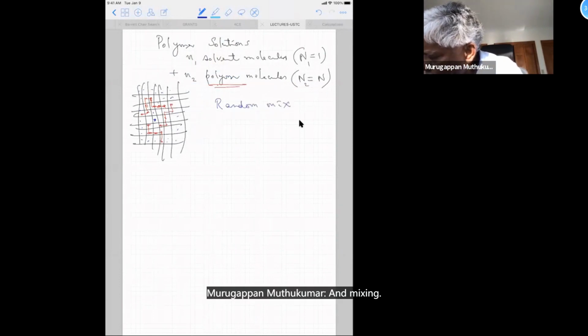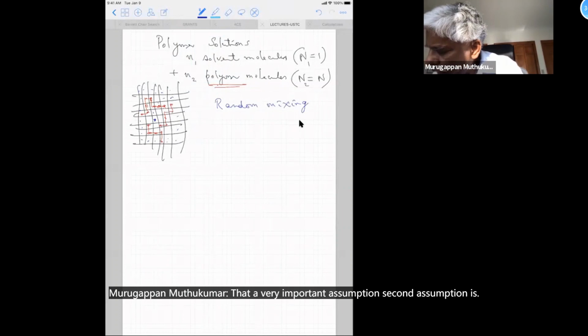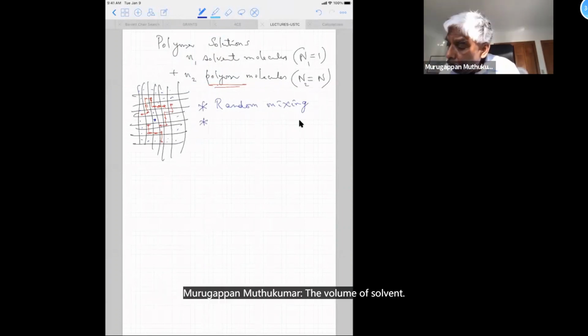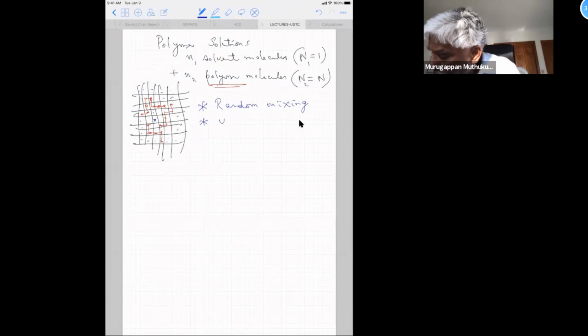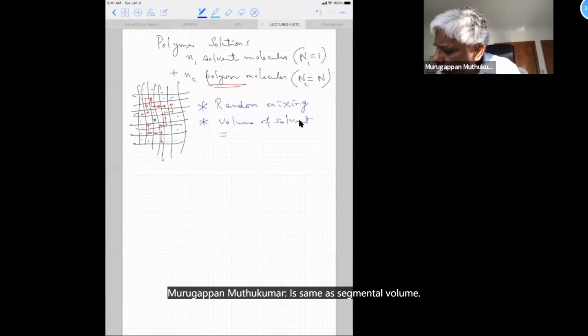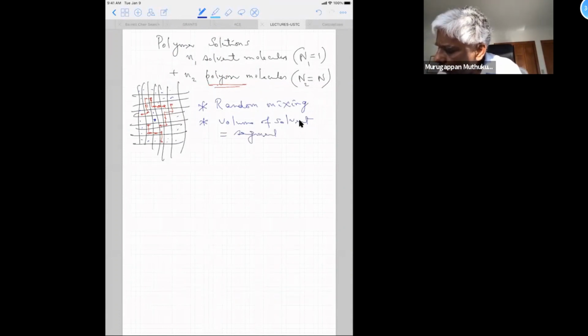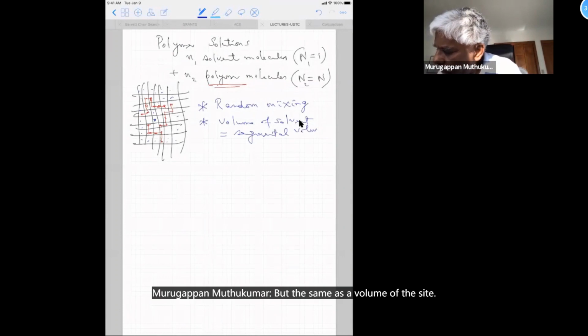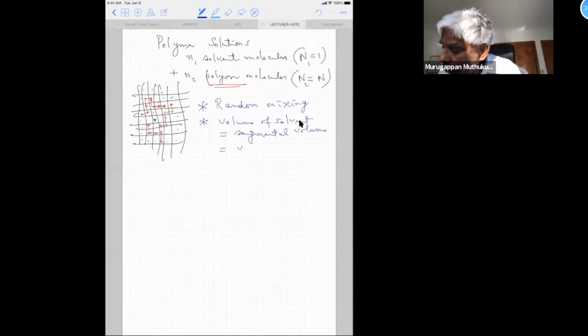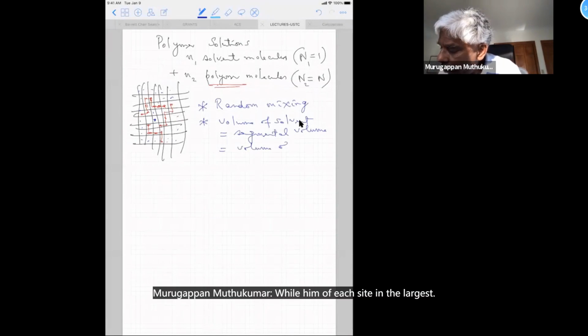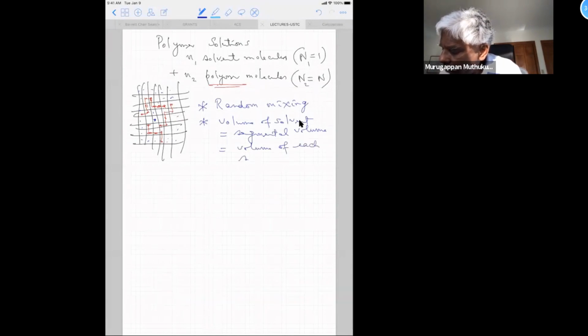Random mixing, that's a very important assumption. Second assumption is the volume of solvent is the same as the segmental volume, which is the same as the volume of the site, the volume of each site in the lattice. Okay, that is the assumption.